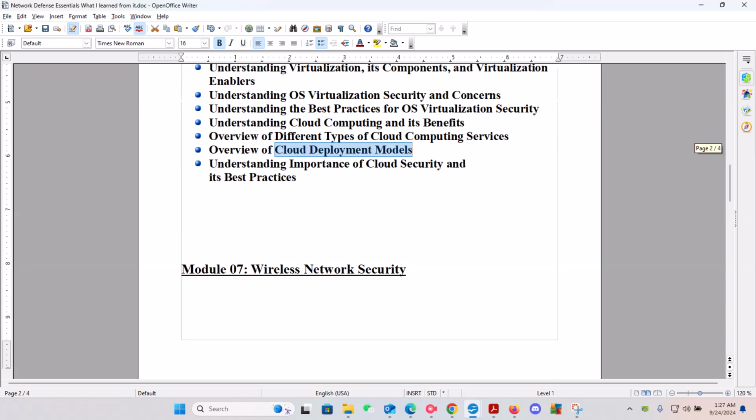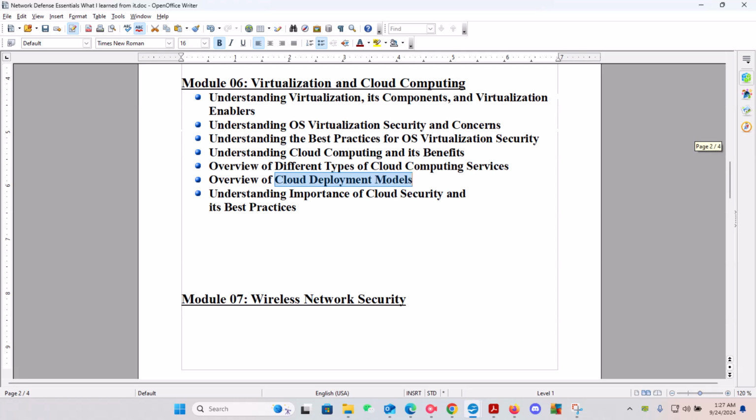Stay tuned for Module 7, where we're going to be talking about wireless network security.